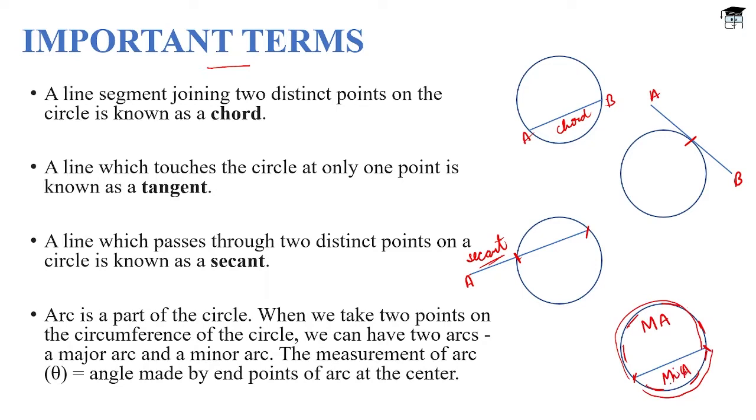And the measurement of an arc, that is the measurement of this arc, theta, is the angle made by the end points of the arc at the center. So the length of the arc is equal to theta by 360 into 2 pi r.